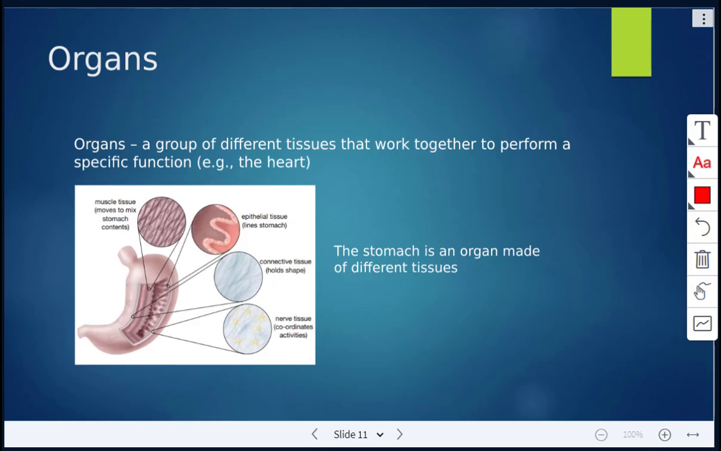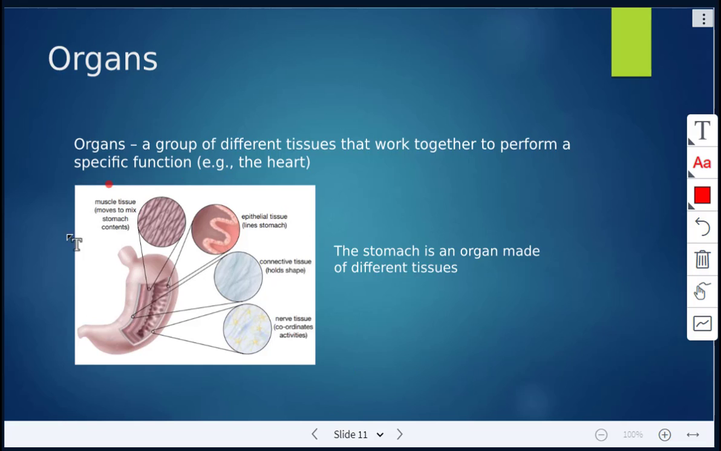So next we're looking at organs. Organs are a group of different tissues that work together to perform a specific function. So for example, the heart would be an organ. It would be part of the circulatory system. The stomach would be another organ. It would be part of the digestive system.